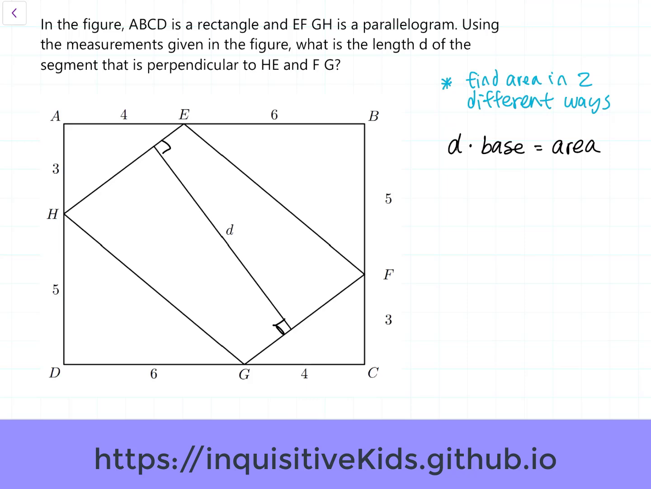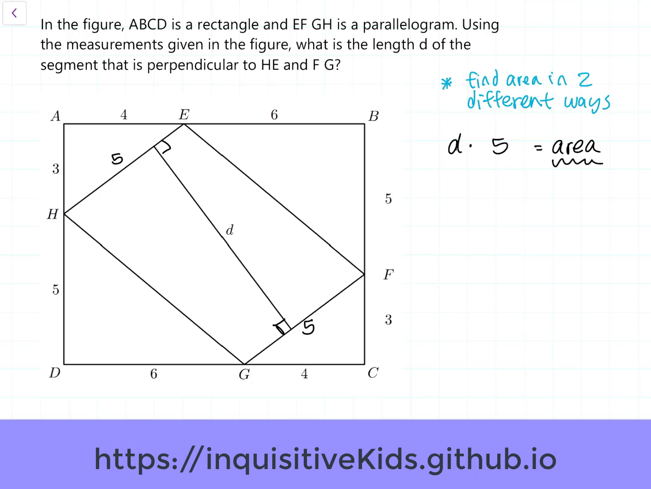Well, D has to be perpendicular to EH and GF, so what is EH and/or GF? We have a right triangle here, 3 and 4, so we know that the hypotenuse must be 5. That means that this segment here is 5. So we know that the base of the parallelogram is 5. So we're trying to find the area.